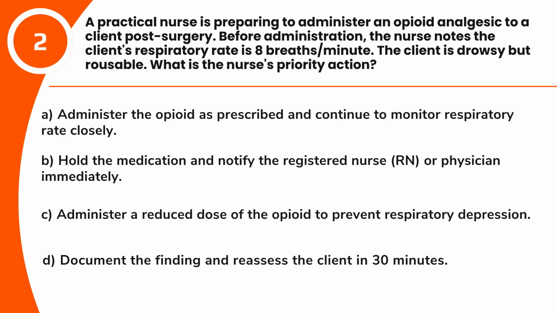A. Administer the opioid as prescribed and continue to monitor respiratory rate closely. B. Hold the medication and notify the registered nurse, RN, or physician immediately. C. Administer a reduced dose of the opioid to prevent respiratory depression. D. Document the finding and reassess the client in 30 minutes.